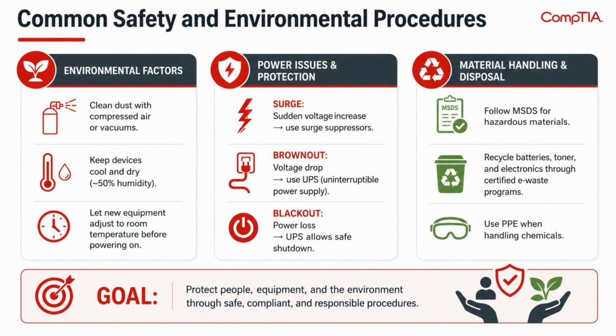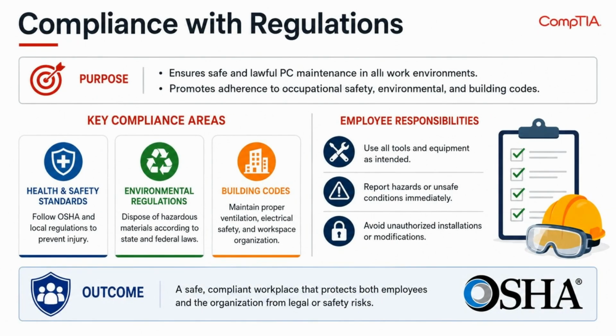Continuing the roadmap: environmental impacts, electrostatic discharge mitigation, building power issues and mitigations, and materials handling and responsible disposal round out this lesson. Compliance ensures safe and lawful PC maintenance in all work environments, promoting adherence to occupational safety, environmental, and building codes. Key areas: health and safety standards, following OSHA and local regulations, environmental regulations, disposing of hazardous materials per state and federal law, and building codes, maintaining proper ventilation and electrical safety.